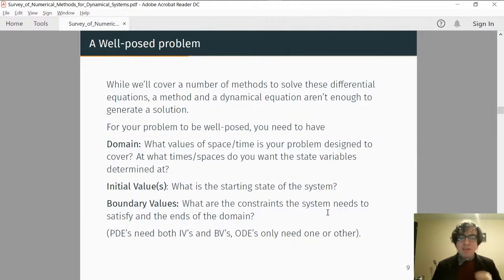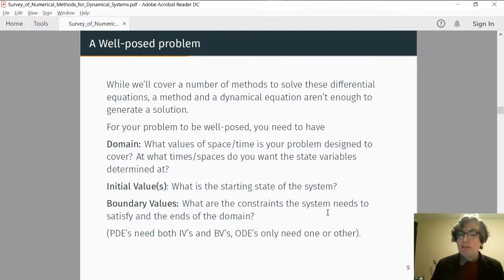The first thing that we're always going to need is some domain, right? We need to ask ourselves, what values of space and time are we trying to model the system over? What values of space and time do I actually want to have the answer at? Do I just want the answer at the very end, or do I want intermediate answers to see how this behavior evolves over time, right? Do I want to use that on some sort of grid, or am I going to use some gridless method? Right, so that's the domain. Where am I working, and what points do I want to answer this question at?